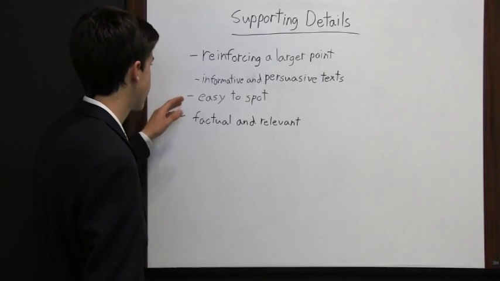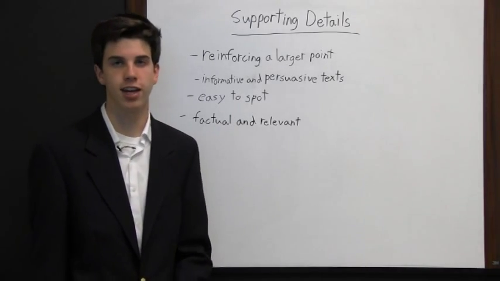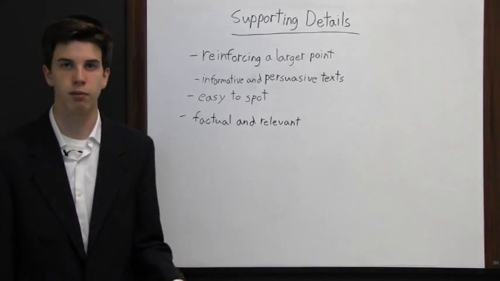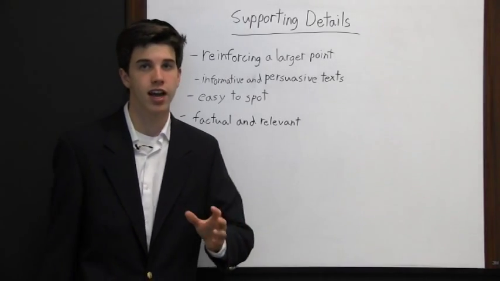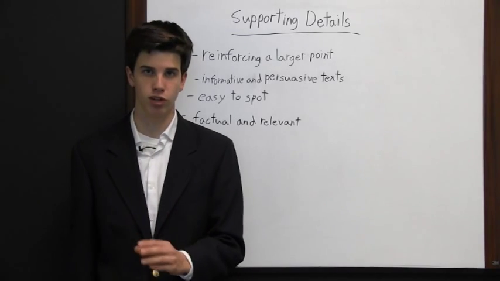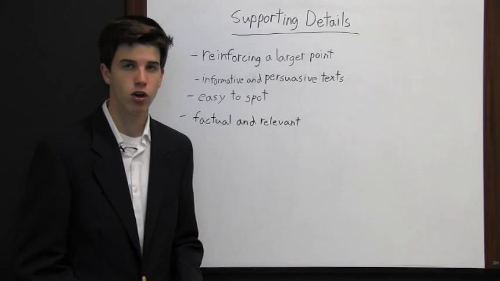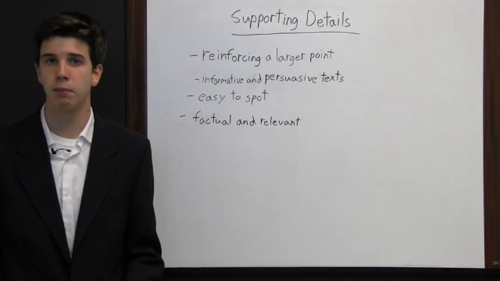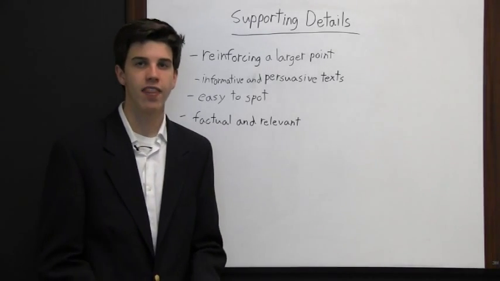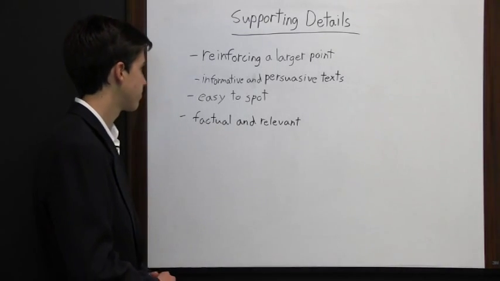And supporting details are often easy to spot because the writer will let you know that those details are coming. A lot of times they'll make a main point and then they'll say something like "first," and give a supporting detail, and "second," and give another supporting detail, and then say "finally," and then give the third supporting detail. Or they might say something like "for example" or "for instance," and that would tip you off that the next supporting detail is coming along.